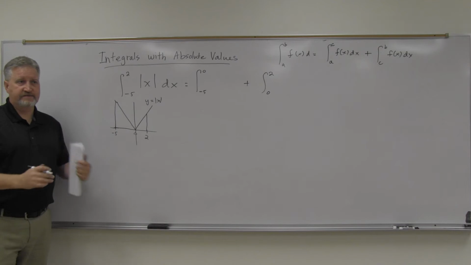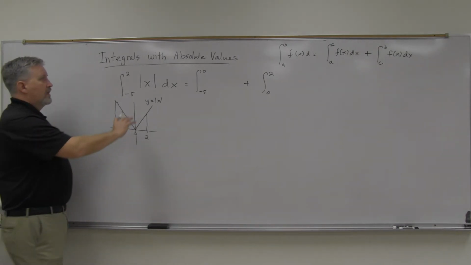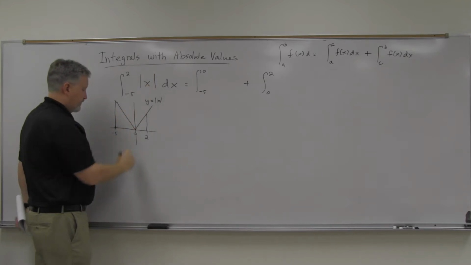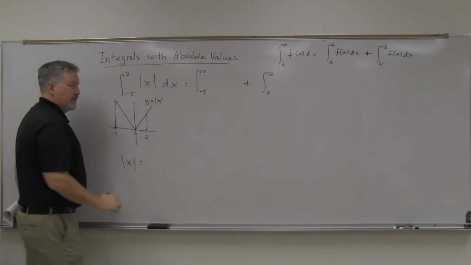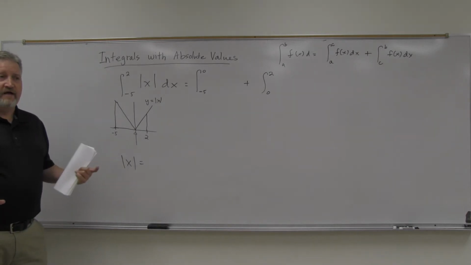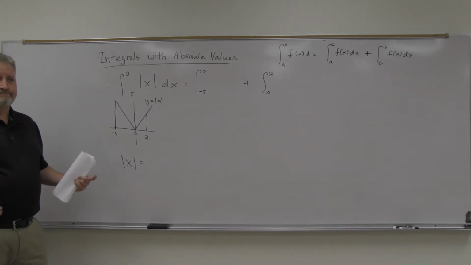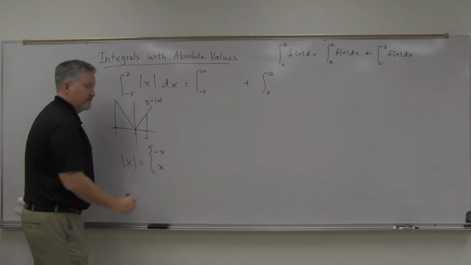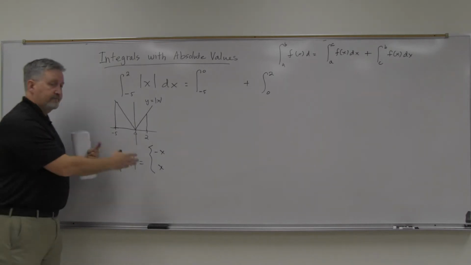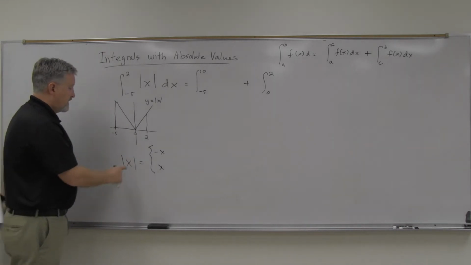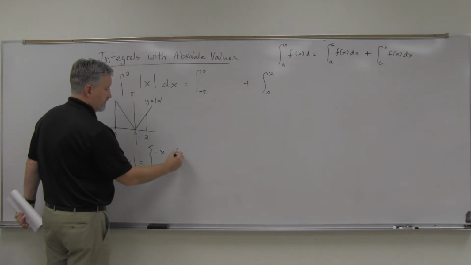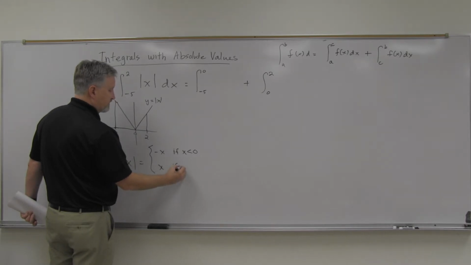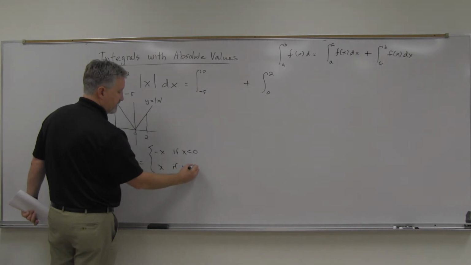Now, the other thing is, when I do that, I can split my absolute value also. Remember, this goes way back. Remember we talked about writing the absolute value in terms of a piecewise function? You could either say absolute value of x is minus x, or it is just x, depending upon where you are in the function. It's negative x if x is less than 0, and positive x, or just x, if x is greater than or equal to 0.